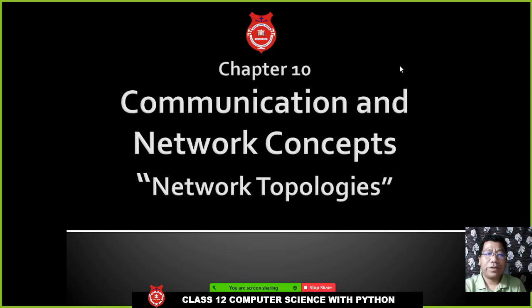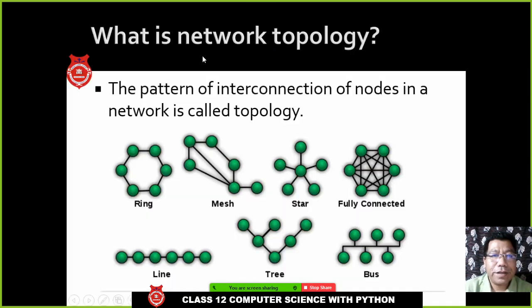Alright, today we are going to continue this chapter 10, which is communication and network concepts. So in this first lecture of communication and network concepts, we are going to study network topologies. Okay, the different network topologies. Alright, first of all, let us try to define what is network topology.